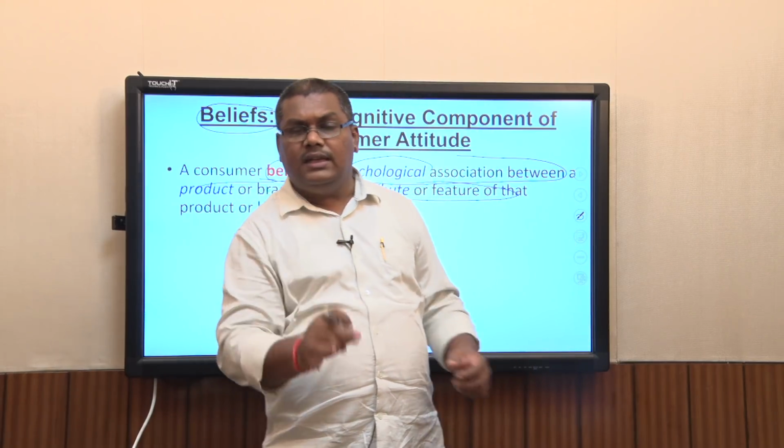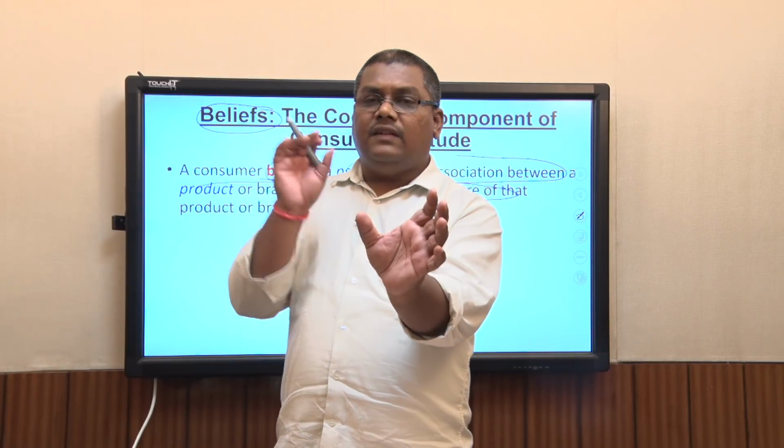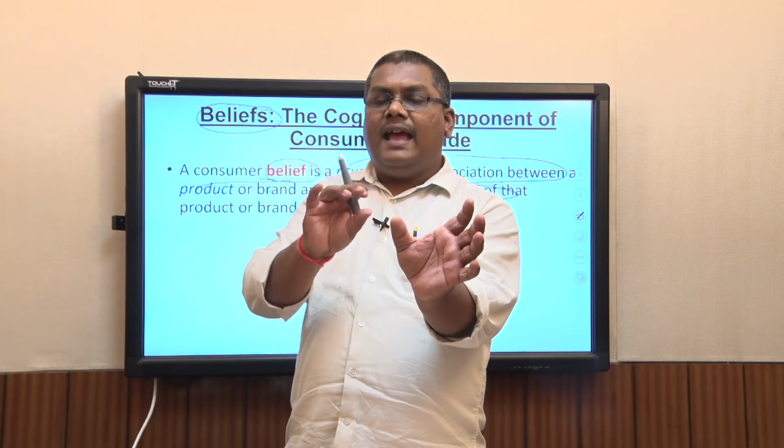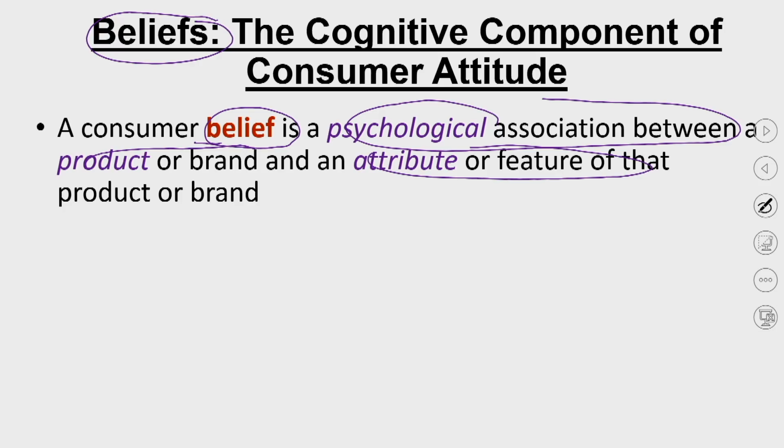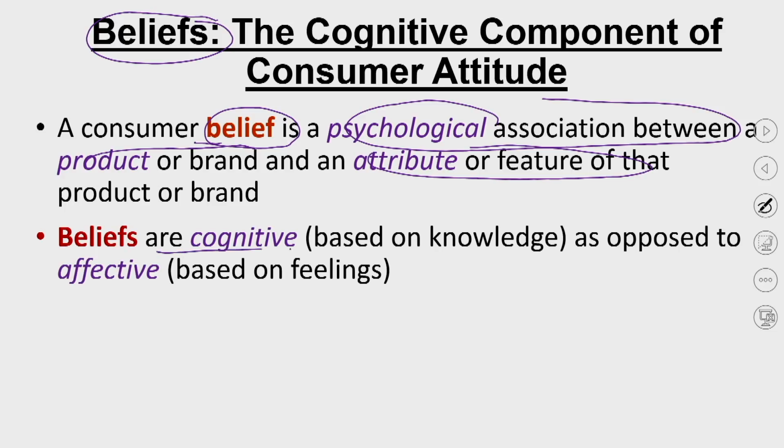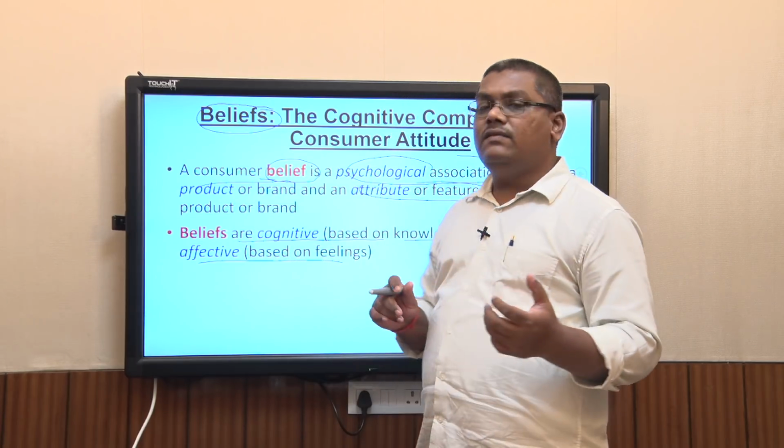A consumer belief is the fact that the attribute is there in the product and the fact that the attribute is something good, a psychological association between a brand and an attribute or feature that the brand has. So, the belief that herbal products are good for health and that Patanjali is a herbal product, relating these two together, so Patanjali is good for health, is what a belief is. So, beliefs are cognitive, based on knowledge, as opposed to affective. Consumer knowledge, consumer ideas about the product, are basically cognitive and knowledge based.